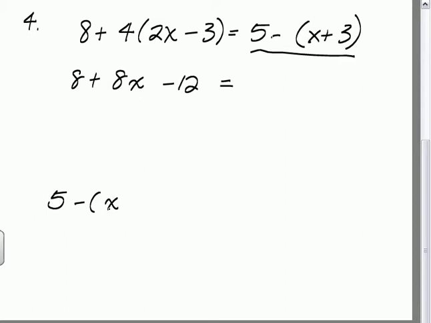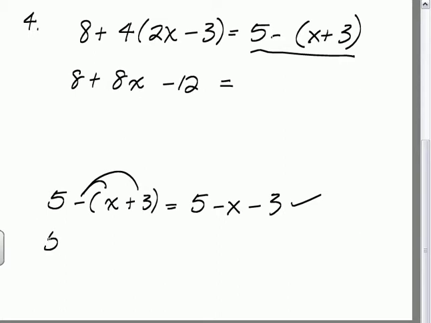So one way to think about this is that minus is being distributed. So you're subtracting everything in those parentheses. So the result of that would be 5 minus x minus 3. So that's one way to get there.